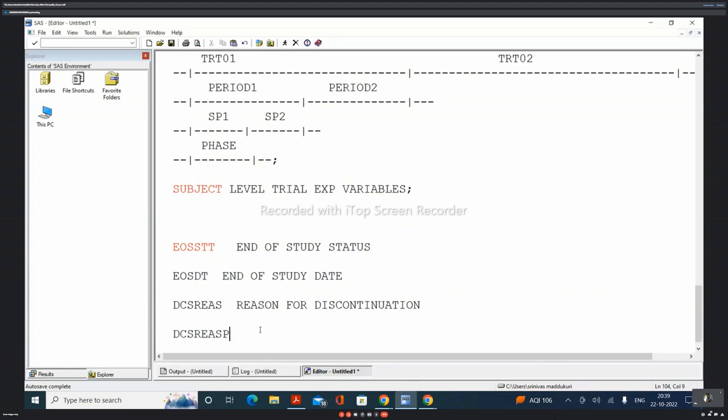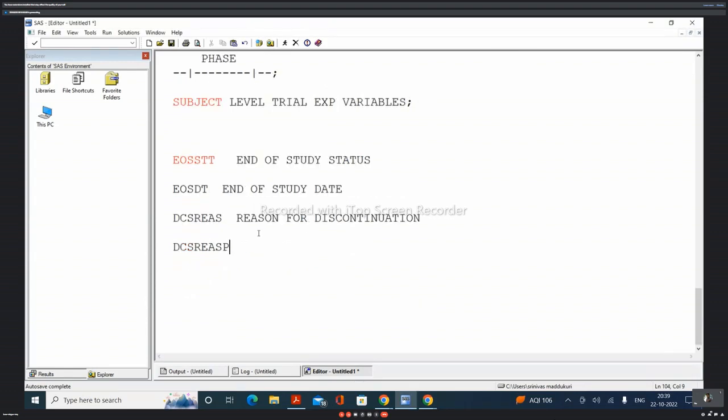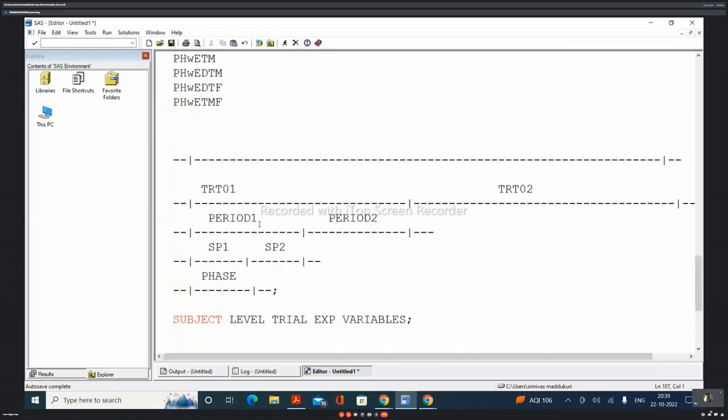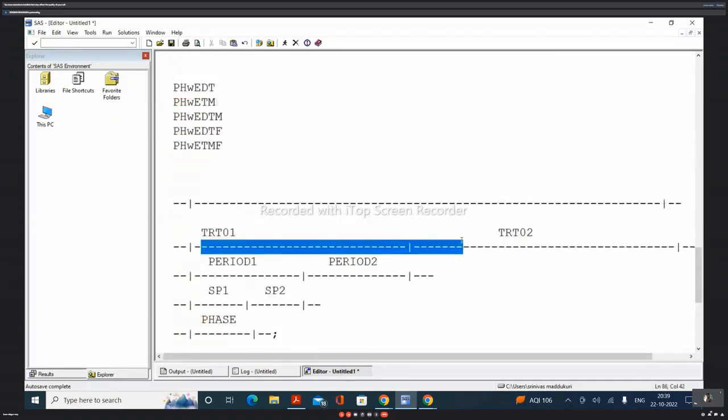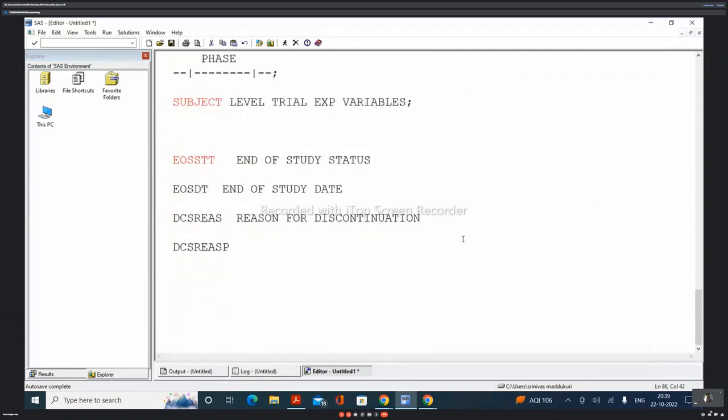So now we have discussed so far the overall study. I told you that within the study we are going to have treatment. Now we are going to dive into the treatment level. The next variable that we are going to have is EOTSTT, the end of treatment status.